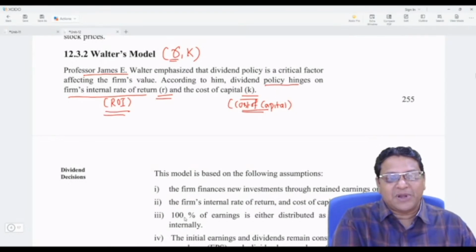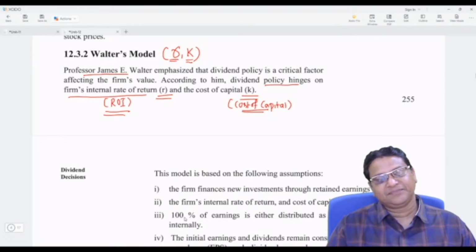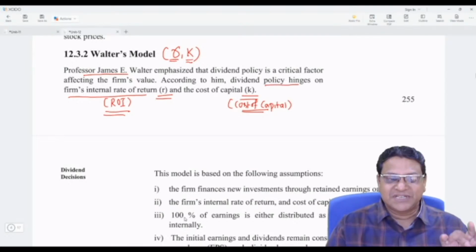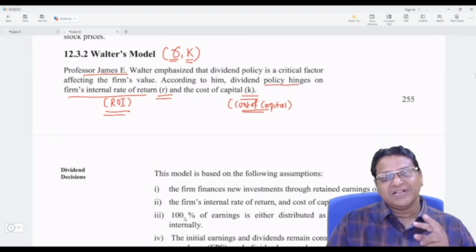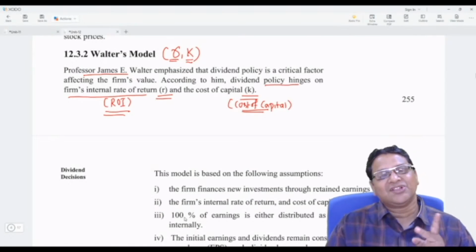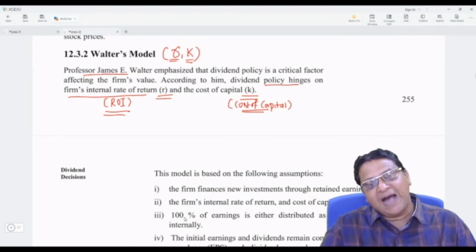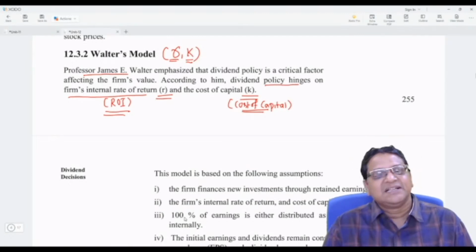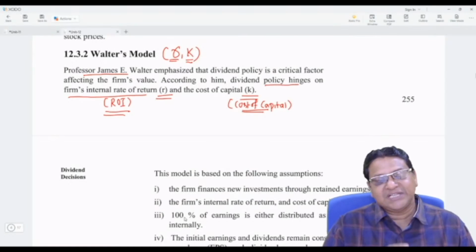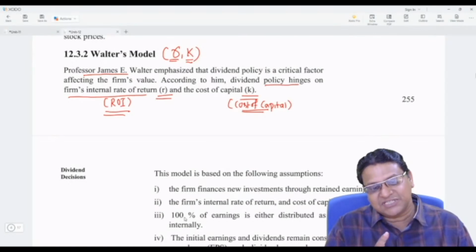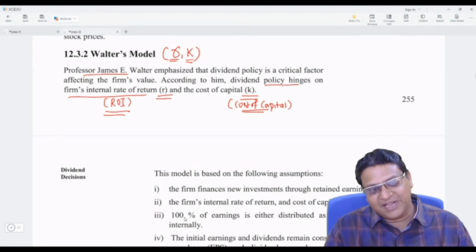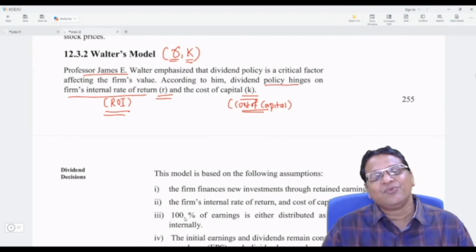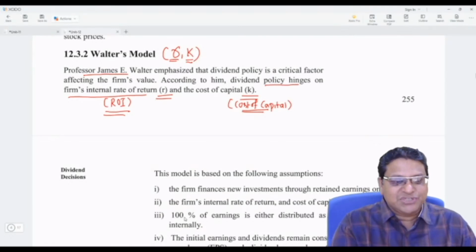Practically, it depends upon R and K. So Walter's model tells that the dividend policy of a firm depends upon its R and K. The relationship between R and K decides the dividend policy. What can be the relationship? The relationship can be three types. R can be greater than K, R can be less than K, or R is equal to K. So there can be three situations.